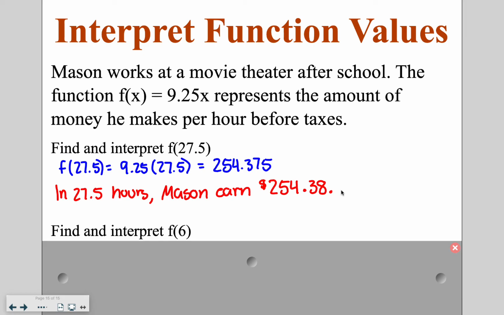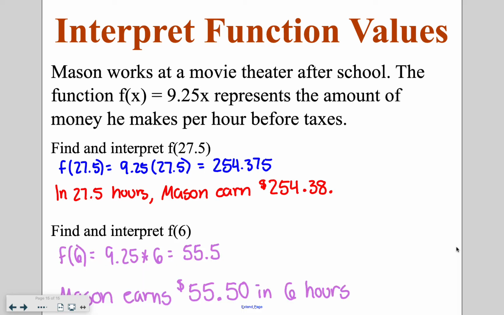Go ahead and find and interpret f of 6 on your own. So we plug in 6 into our equation, which gives us 55.5. So our interpretation then would be that Mason earns $55.50 within 6 hours.